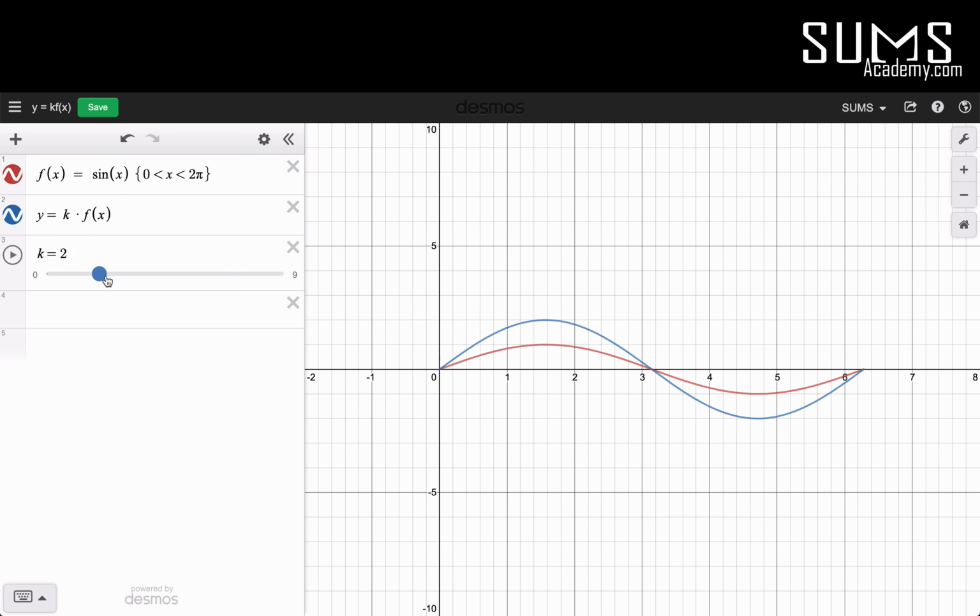Okay, so that has been thinking about the changing of the y values. Because what happens now if we start to look at the x values?